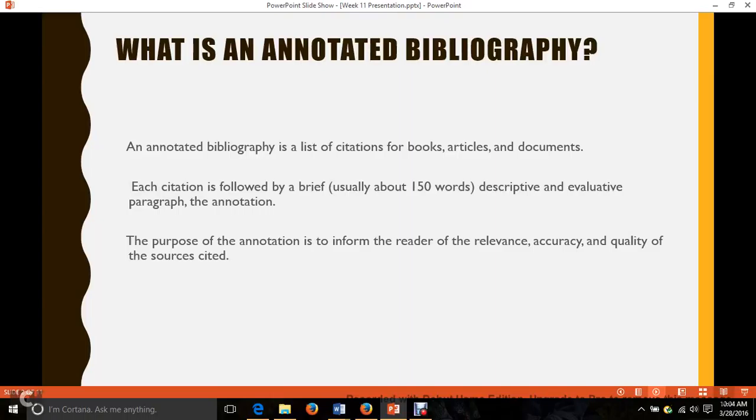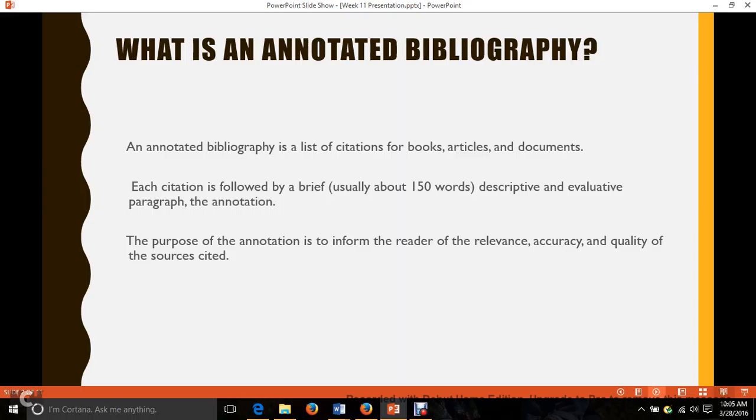And the purpose of the annotation is to inform the reader of the relevance, accuracy, and quality of the sources cited. Now, our upcoming paper, our final argumentative essay, requires 8 sources. And for our annotated bibliography, I'm requiring 5. So I think that this will be a great head start for your research paper, and then you'll only have to find 3 more sources to include in your essay. So I think this will be really helpful.